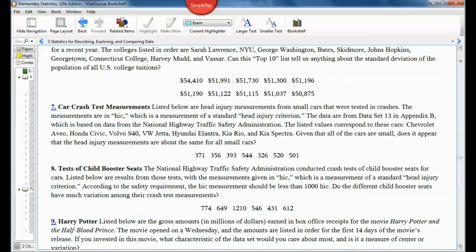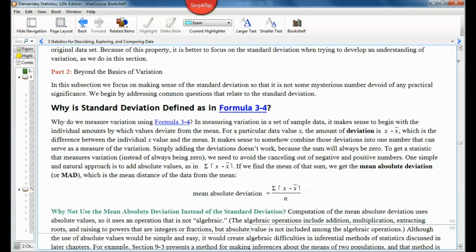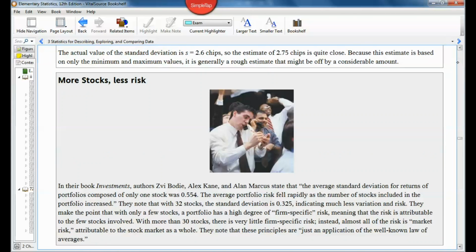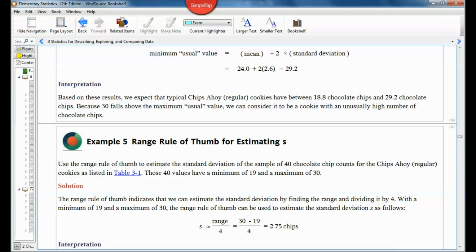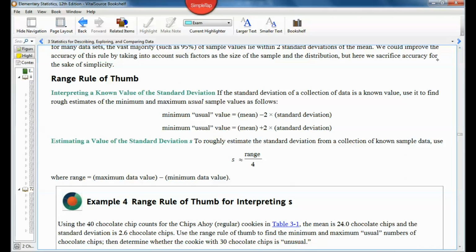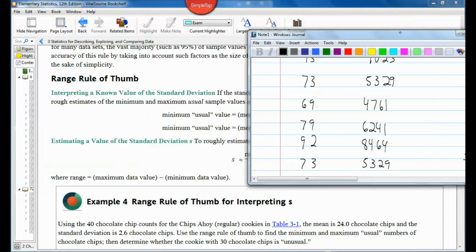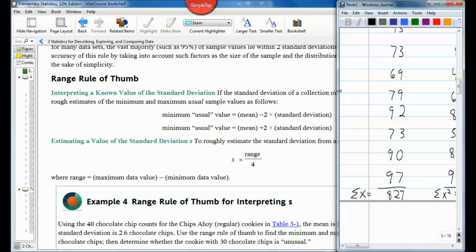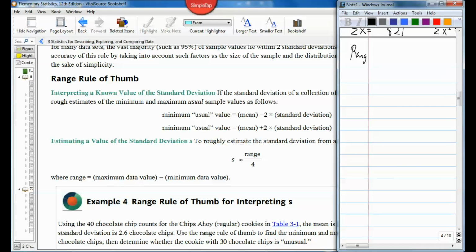If we do have the standard deviation and we want to know if a data item would be unusual or would it be usual for the set of data, then we use something called the range rule of thumb. To figure out this range rule of thumb, we have to have the mean of the set of data and we have to have the standard deviation. But what it allows us to do is figure out a range of usual values, and so then if we got another data item, we could tell if it was usual or unusual.